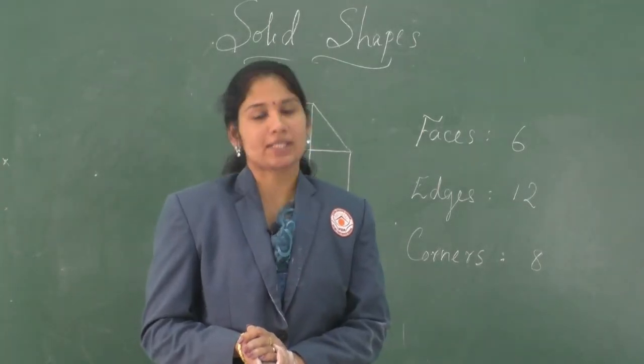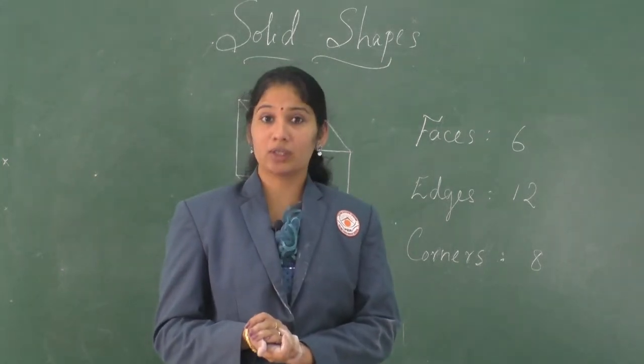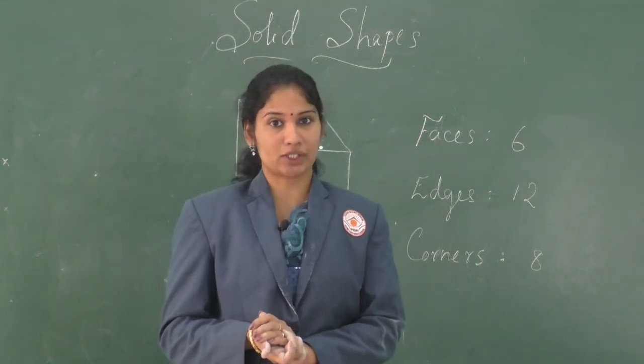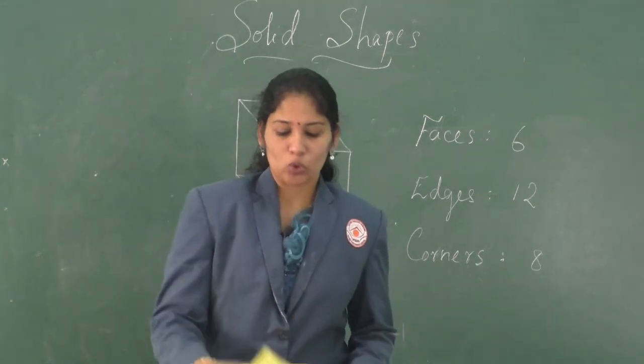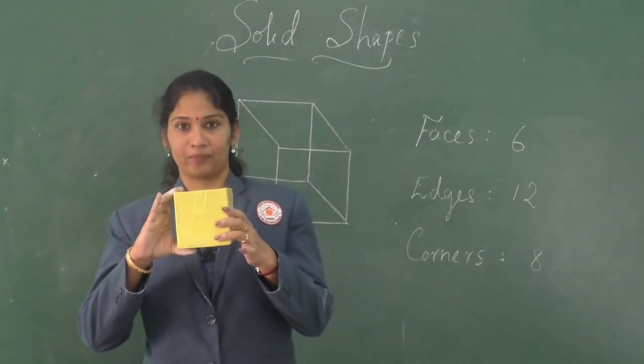Children, our next topic is solid shapes. Shapes such as cube, cuboid, cone, cylinder, sphere are called three-dimensional shapes. Cube is a representation of square.